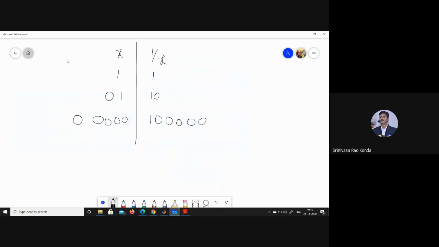As x approaches 0, suppose we take 0.1, 0.01, and so on, we get 1 after so many zeros. As x approaches 0, the symbol is x tends to 0. That means x is not equal to 0. The meaning of this symbol is that x is not equal to 0.